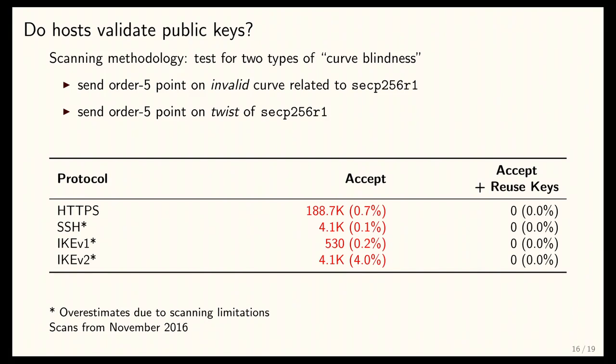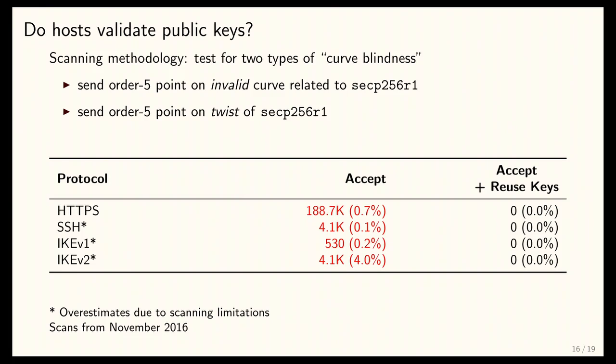We found for HTTPS that almost 200,000 hosts accepted these invalid points, and so they would be vulnerable to this invalid curve attack. We found that a large percentage of IPv2 hosts also did this, along with a few in SSH and IPv1. For SSH and IPsec, we're not 100% sure that they're vulnerable because of how the protocol works. We weren't able to actually confirm that the attack worked, but they didn't shut down the connection immediately when we sent the invalid point. So it's a good indication that they might be vulnerable.